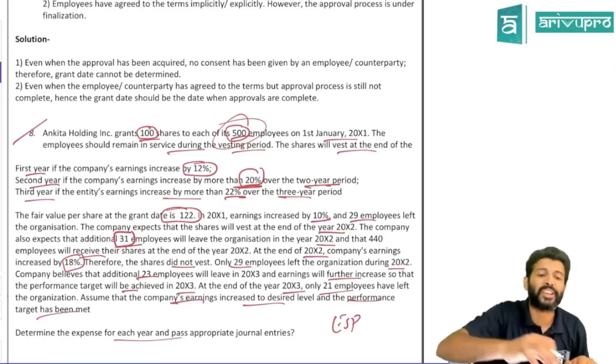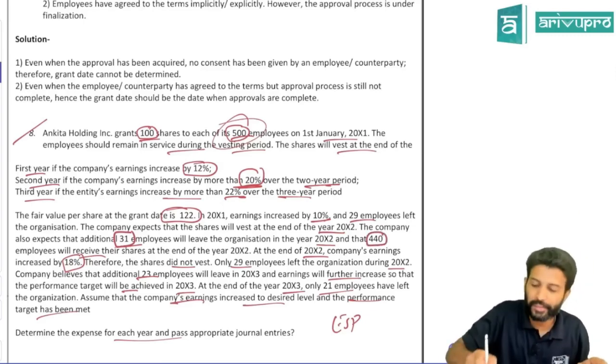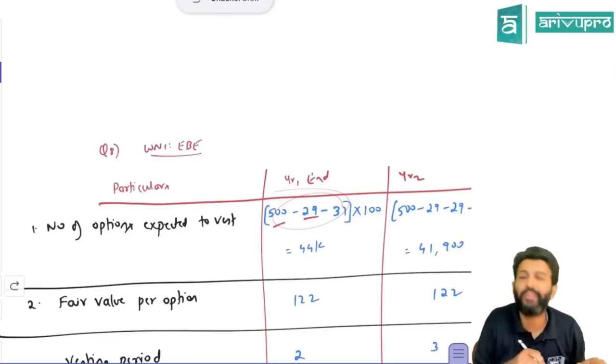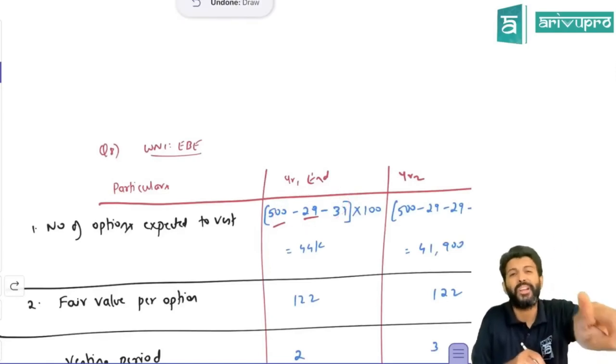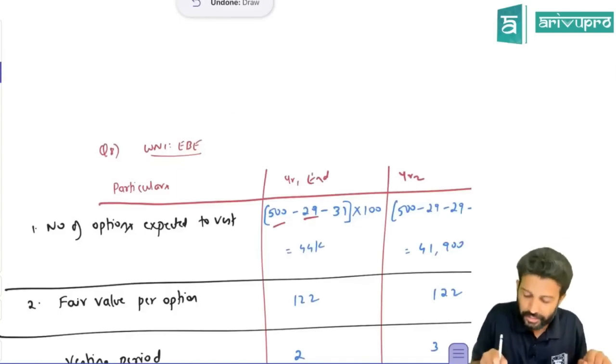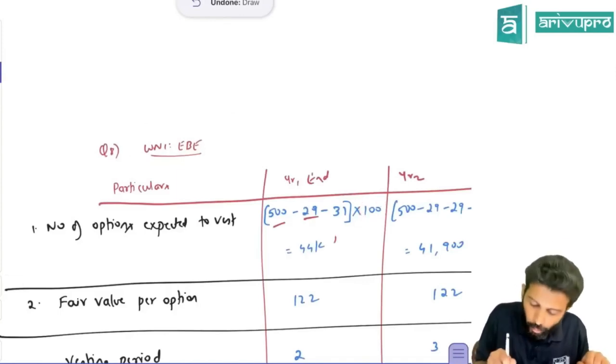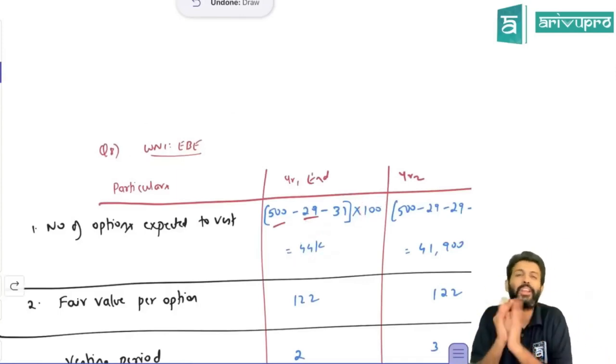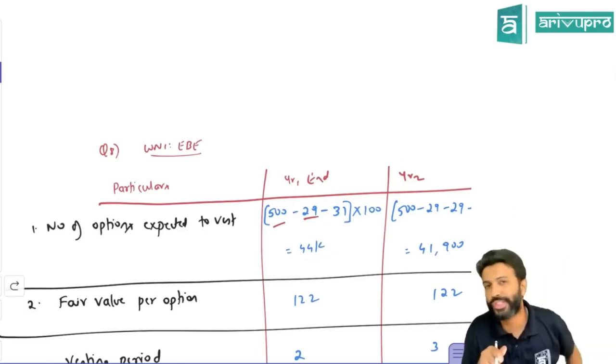That means how many employees are expected to stay? 440. That's what they've given here. So if you do this, you're going to get 440. That is the number of employees. And to each employee, how many shares did you give? You gave 100 shares. So one employee, 100 shares. For 440 employees, how many shares? 44,000. So at the end of first year, the company feels 44,000 shares are going to get vested.